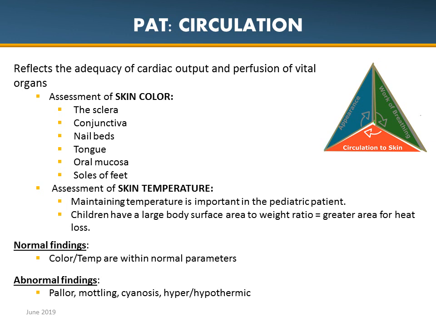And now circulation. Okay, I'll take us through this one as well. The third component of the triangle, circulation to skin, reflects the adequacy of cardiac output and perfusion of vital organs. So you're using your assessment of skin color and skin temperature to help you with this one. Normal findings include color and temperature within normal parameters. Abnormal findings are more striking and include pallor, mottling, cyanosis, and the child being either hyper or hypothermic.